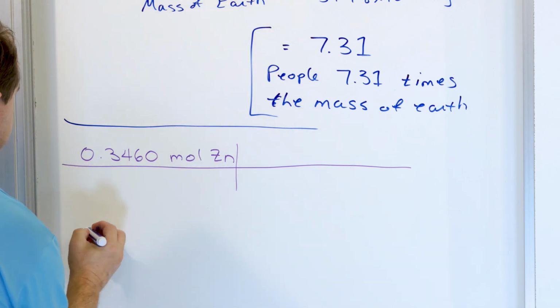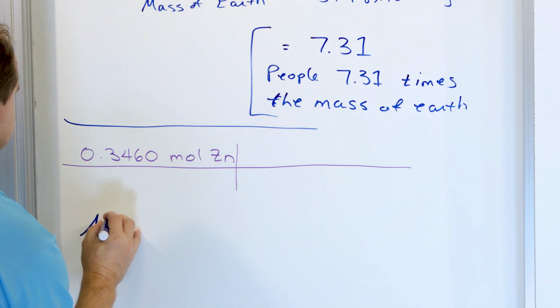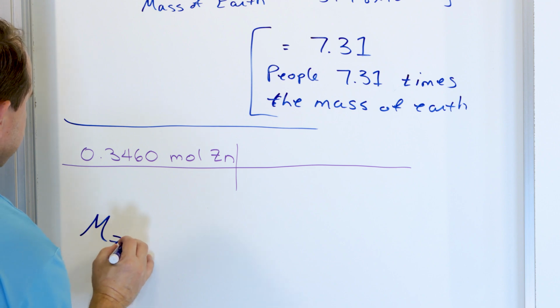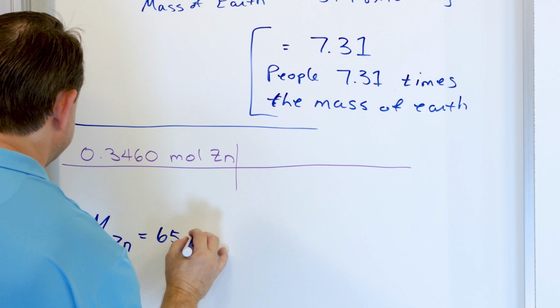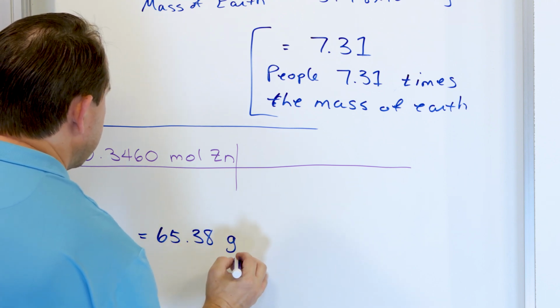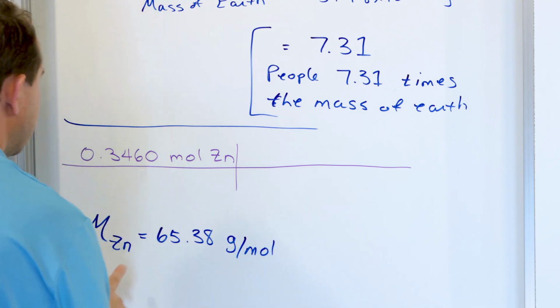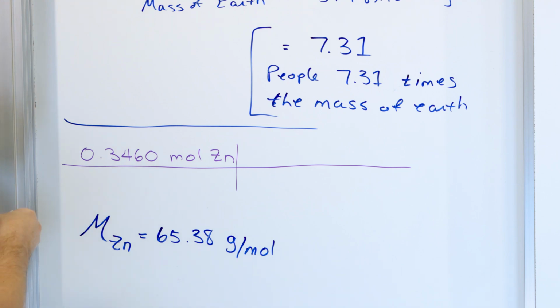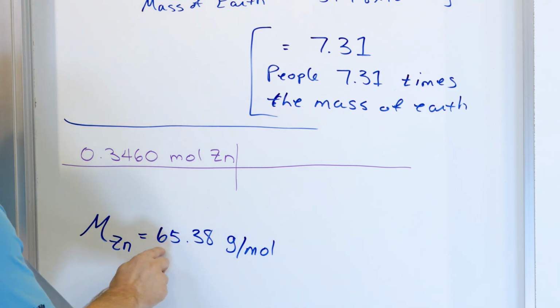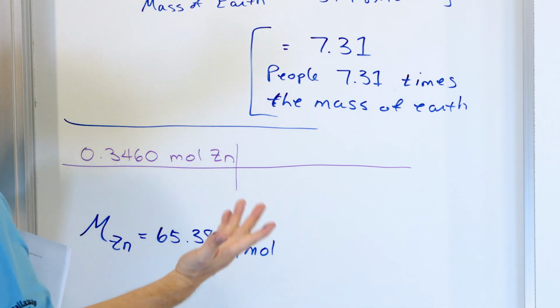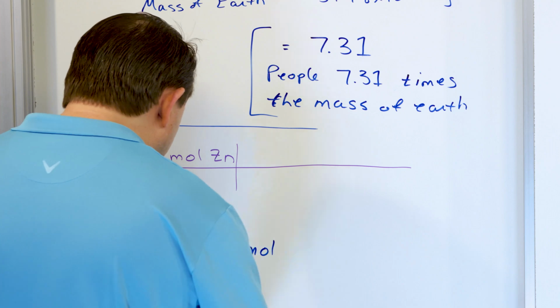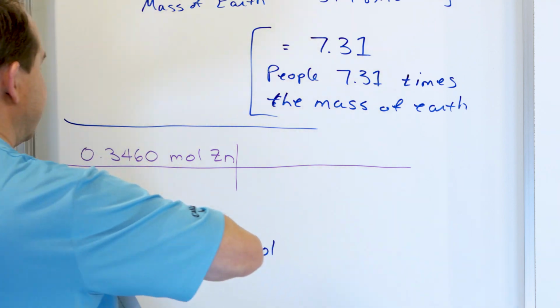So just to be explicit, we could say the molar mass of zinc, as given by the periodic table, is 65.38 grams per mole. Right? 65.38 grams per mole. This is a conversion factor because it means there are 65.38 grams in 1 mole of zinc. That's what this means. So we are going to arrange this in a way that's going to be beneficial to us.